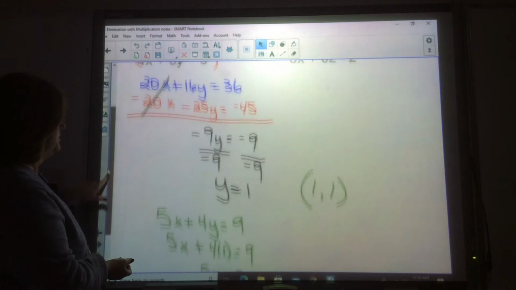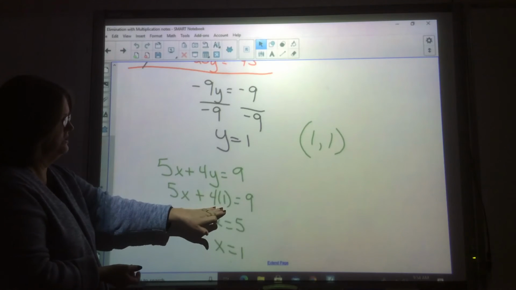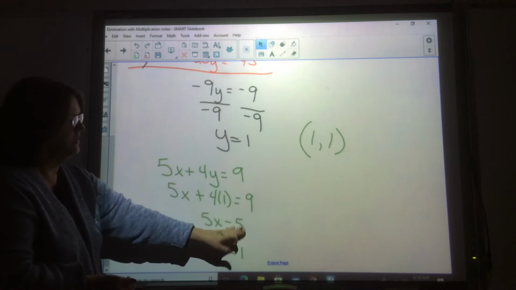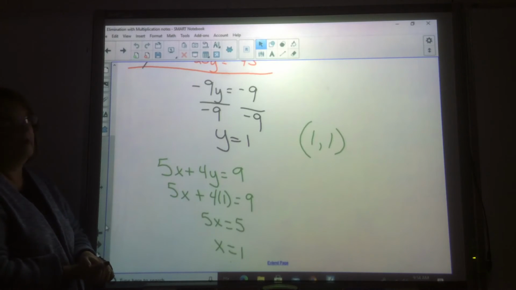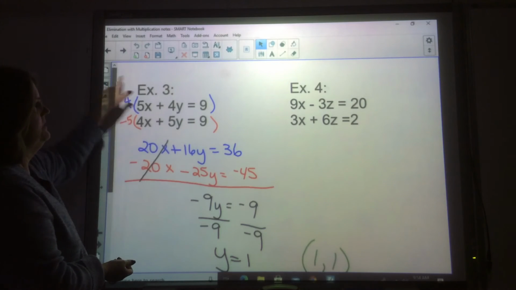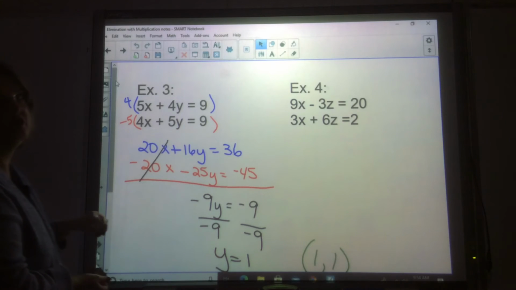Come down, substitute into the original equation. 5x plus 4, subtract the 4, 5x equals 5. So this one was 1, 1. Now, I didn't do this example because I didn't think my students needed it, so I'm going to go on.